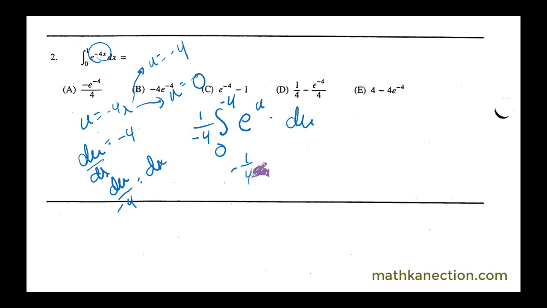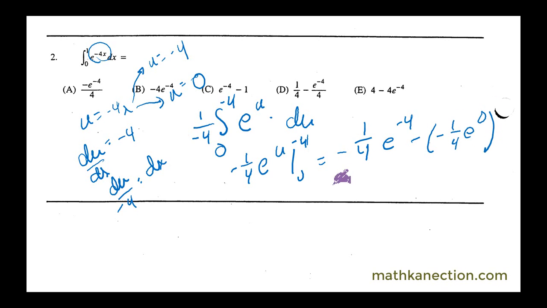Anti-deriving e to the u is just e to the u. And then using the fundamental theorem of calculus, replacing in the value of negative 4 and 0, we get negative 1/4 e to the negative 4 minus negative 1/4 e to the 0. So we have negative 1/4 e to the negative 4, so I'm going to look at my choices. So we're going to get rid of anything that doesn't have the negative 1/4 e to the negative 4, and that's going to make plus 1/4, which that's what D has right there, so we're going to choose letter D.